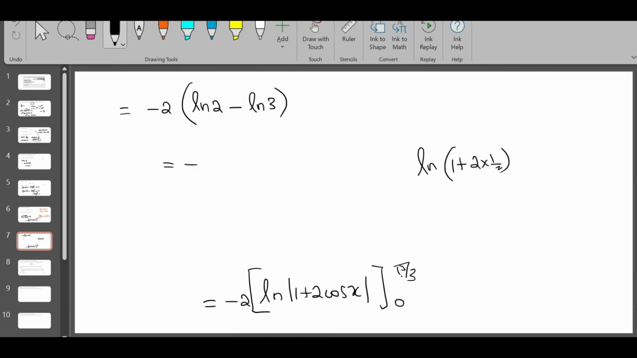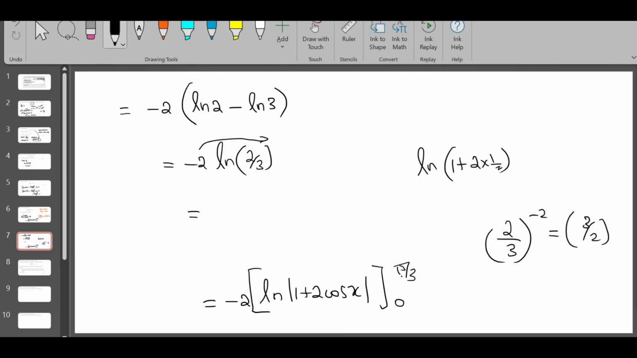So it's basically minus 2 ln 2 over 3, but we need a single logarithm, so I'm going to put this minus 2 as a power using laws of logarithm. So 2 over 3 to the power minus 2 is the same as 3 over 2 to the power positive 2, which is 9 over 4. So the answer is ln 9 over 4. That's all.